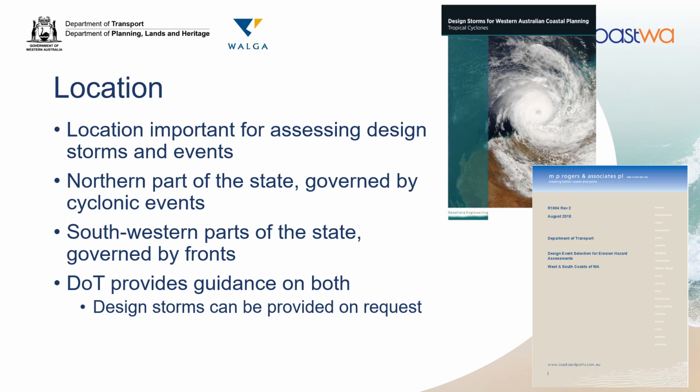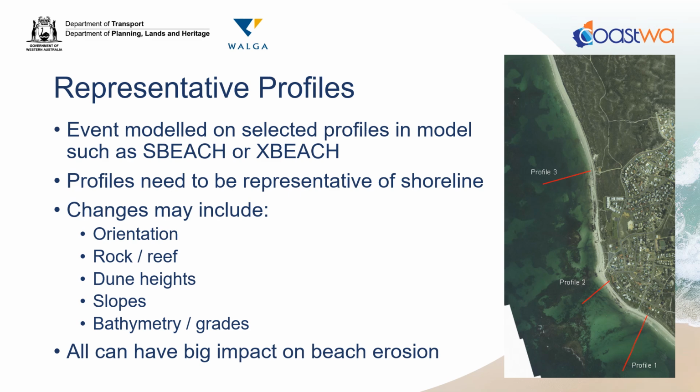They've produced publications for determining those design storms, and design storms for your particular location can be provided on request from the department. Once we've determined our design event or design storm, that design storm will then be modelled on a representative profile to determine the S1 allowance. So we need to select profiles which are representative of our section of coastline we're considering, and that can vary depending on where we are, and even vary within one study area.